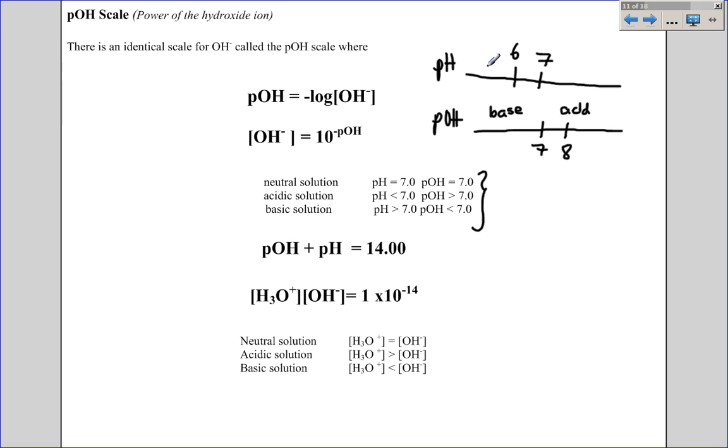If we had a pH of 3, 4 units away from being neutral towards the acid side, my pOH in this case is going to have to be 11. And if we look at each of these examples, we can see that the sum in all cases of the pH and the pOH is equal to 14. 7 plus 7, 6 plus 8, 3 plus 11. So these scales can be used hand in hand. And the sum of the pH and the pOH is always going to be 14.